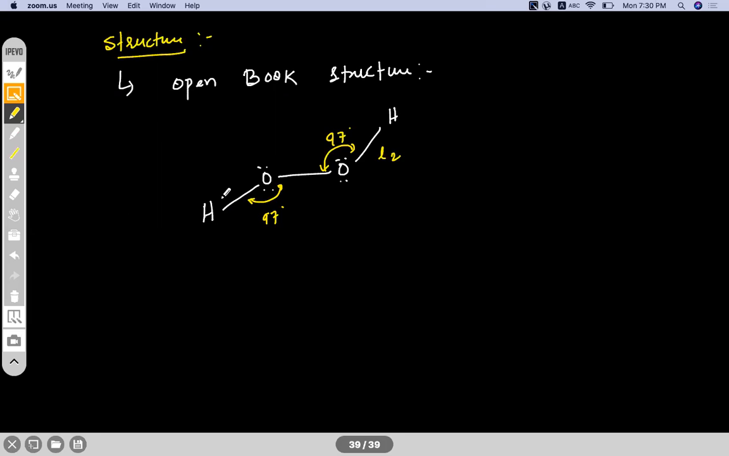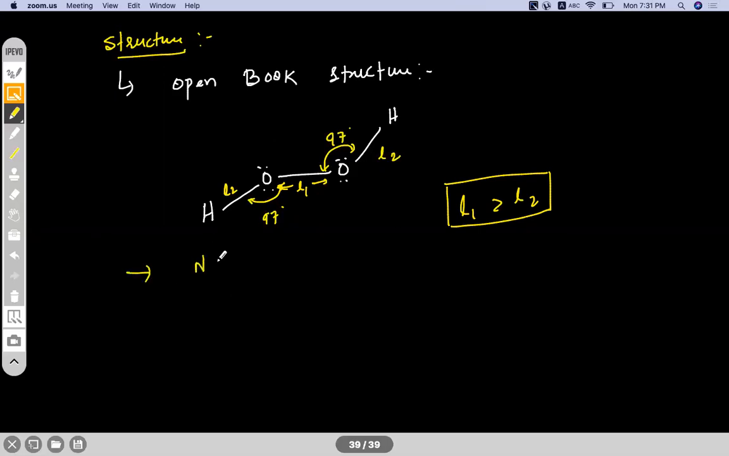This bond length is L2, this is also L2 and this is L1. Oxygen-oxygen bond length L1 is more than that of L2. On this, they have asked a question in the exam. Why is it more? We have lone pair, so lone pair repulsion increases the bond length. So this structure, we call it open book structure.